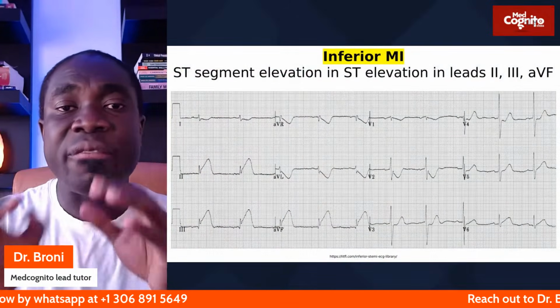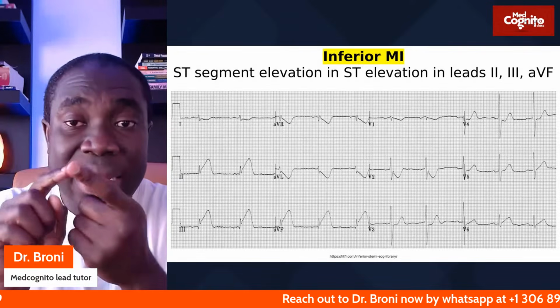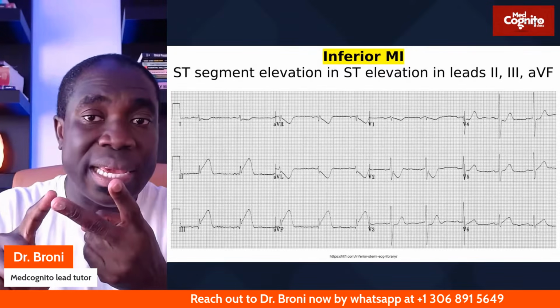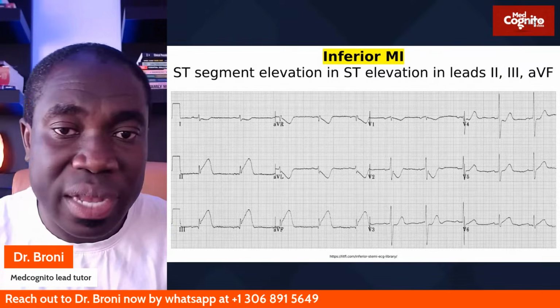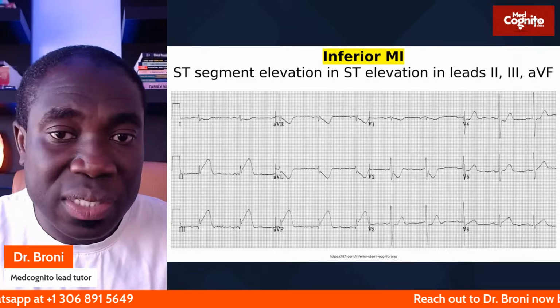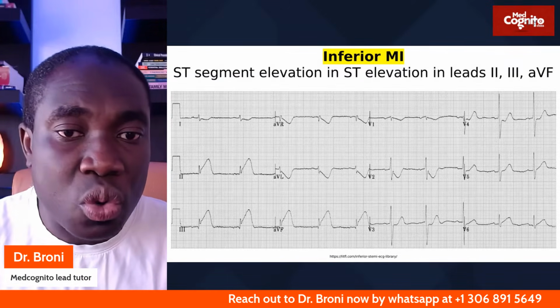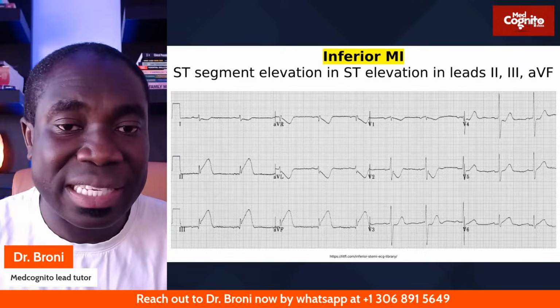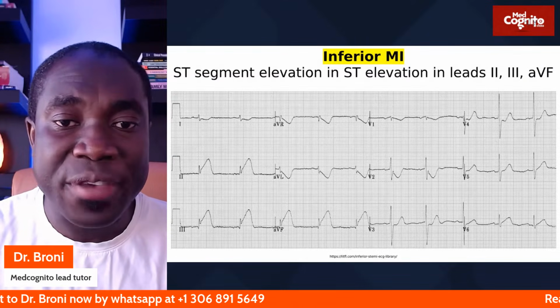The assignment is this: list all the types of myocardial infarction and list the leads that are affected. An example of this is inferior MI. Which leads are affected? It affects lead 2, lead 3, lead AVF. If you look at the ECG very well, this is lead 2. You see that the ST segment elevation is happening in lead 2. And then you go to lead 3. You see that the ST segment elevation is happening in lead 3. And then you go to lead AVF.